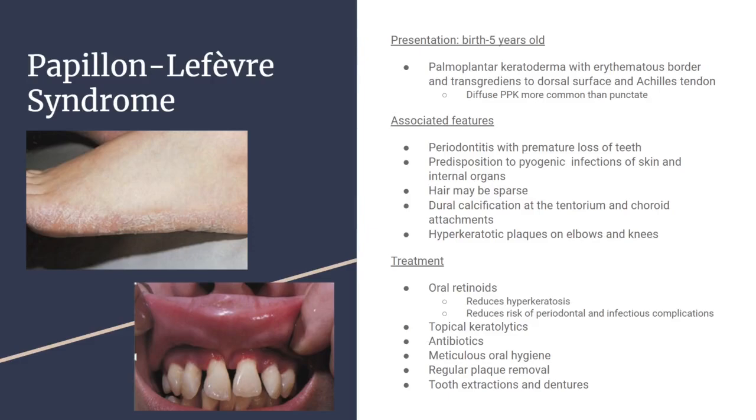Moreover, you could have pyogenic infections or a higher predisposition, and hair may be more sparse than previously. The key here is to make sure they have great oral follow-up and treatment, as well as your traditional oral retinoids, topical keratolytics, and potential antibiotics if needed.